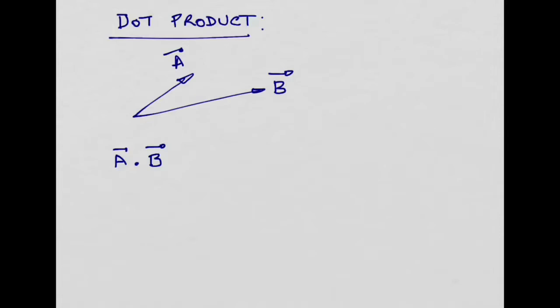And that scalar is given by the norm or the intensity of vector A times the norm of vector B times cosine of the angle between these two vectors, this angle alpha. Okay? So as you can see, the result of this is a scalar, not a vector. Norm of A is a scalar, norm of B is a scalar, cosine of alpha is a scalar, so the result is a scalar.